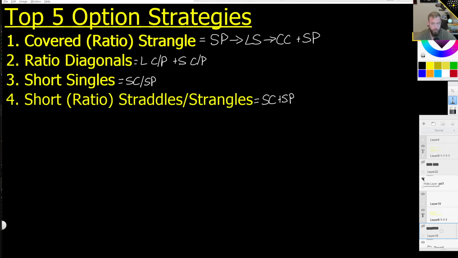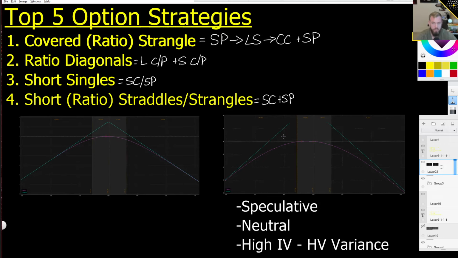On to the next. Two more. We have short ratio straddle strangles. I bucket these into the same category essentially because it's a similar concept, just slight differences. And this is when we're going to sell a call and put typically in the same expiration cycle. If we're doing straddles, it's going to be in the same series and it's going to look like this. It's going to have a peaky top. And strangles, it's going to have more of this flat top.